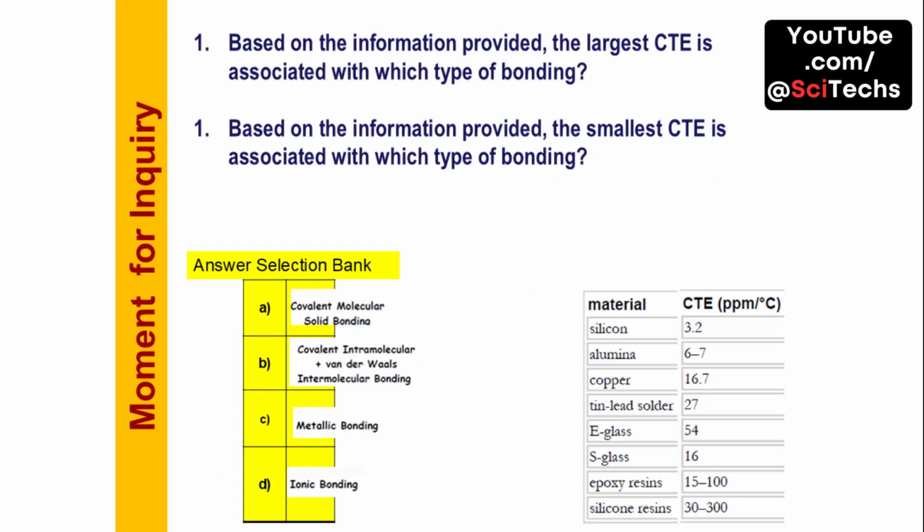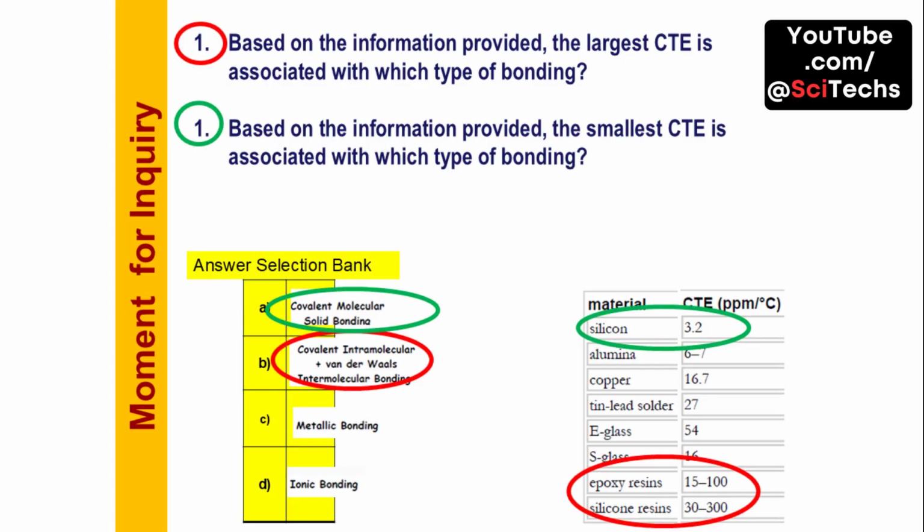Let's apply our knowledge. Based on the information provided, which type of bonding is associated with the largest and smallest coefficients of thermal expansion? This inquiry will help solidify your understanding of bonding types and their thermal properties. Here are the answers. Covalent molecular solid bonding is associated with the largest CTE, while epoxy resins exhibit the smallest CTE. This comparison highlights the diverse thermal behaviors of different bonding types.